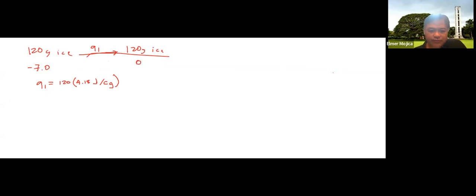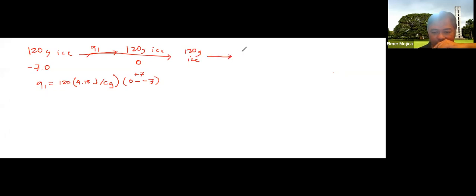And then we have what? Delta T. So that is from 0 to -7. So that's 7 plus 7. So that's Q1. Okay. And then you have 120 grams here of your ice.